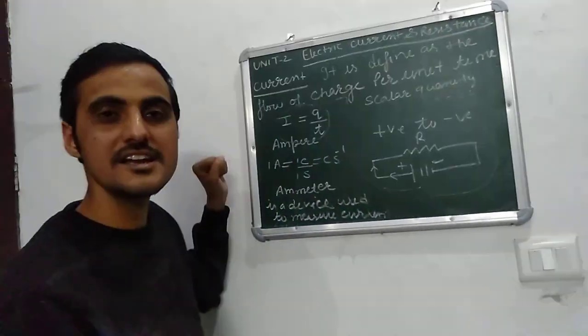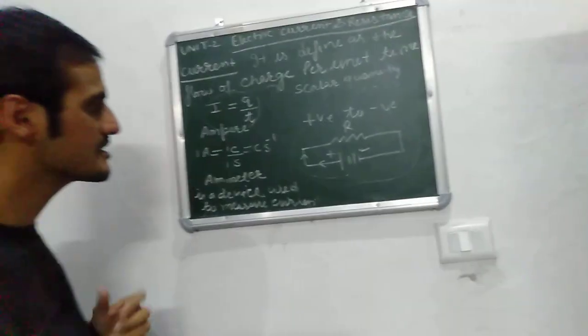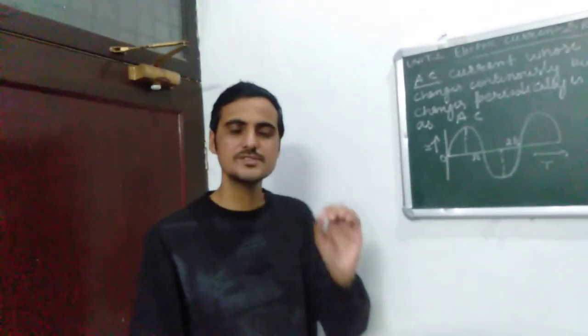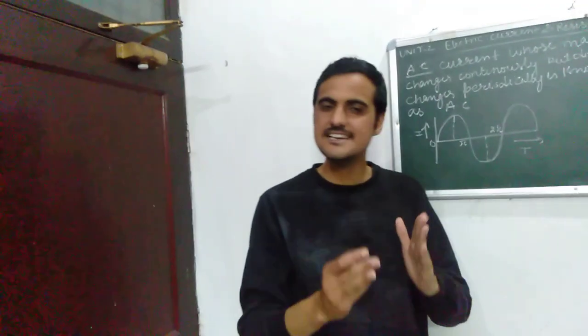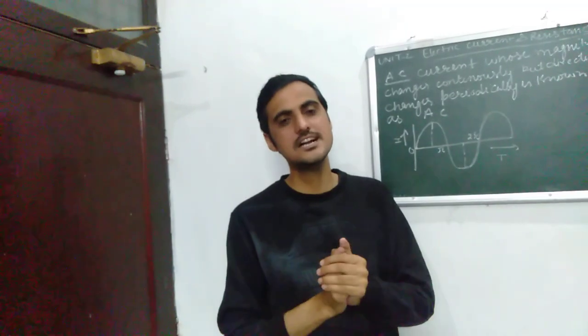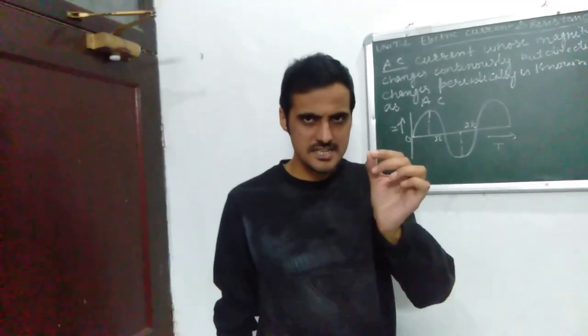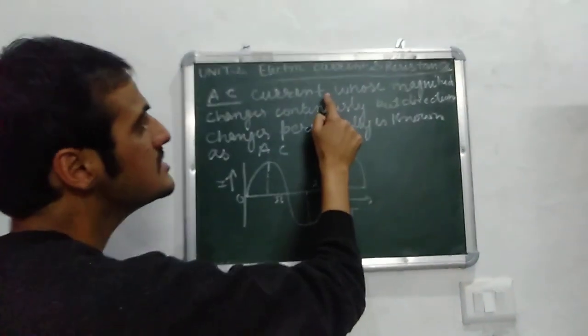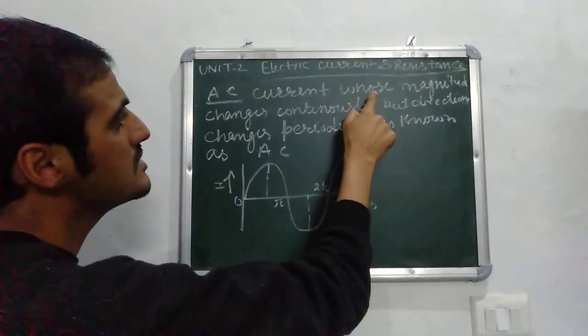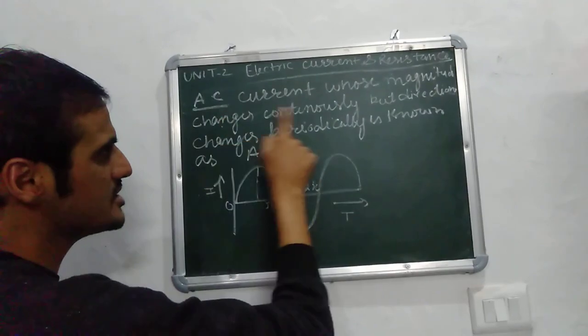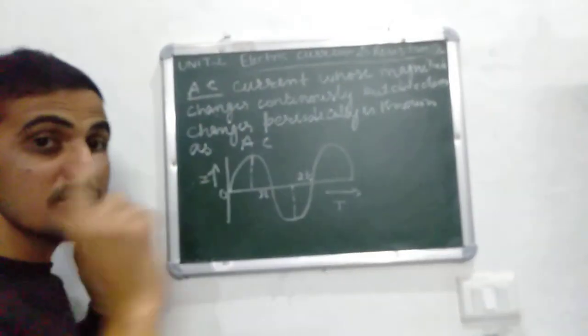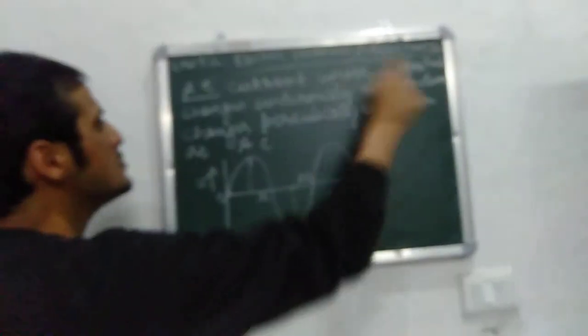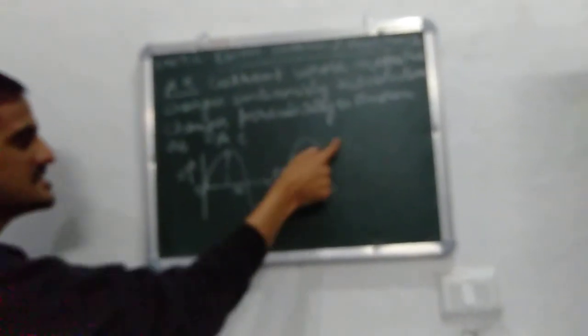Okay, currents are classified into two types, AC and DC. AC stands for alternating current and DC stands for direct current. What is alternating current? Alternating current is that current whose magnitude changes continuously but direction changes periodically.